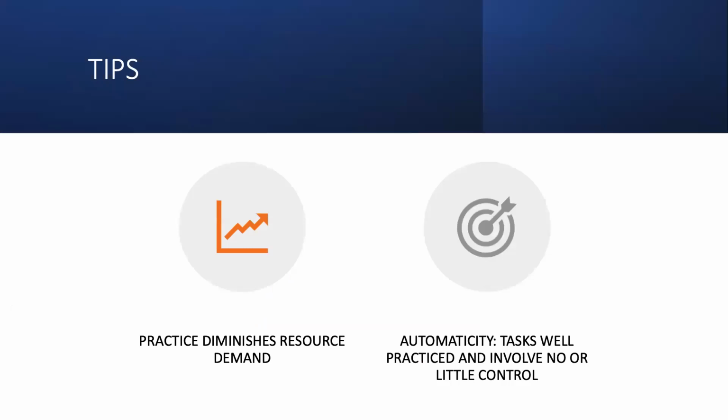Tips. Practice diminishes resource demand. If you practice a lot doing the same thing, then you won't need the same amount of resources next time. Automaticity: tasks well practiced and involving little or no control. As you do something over and over again, it becomes automated, so you don't need so much control because it becomes automatic.